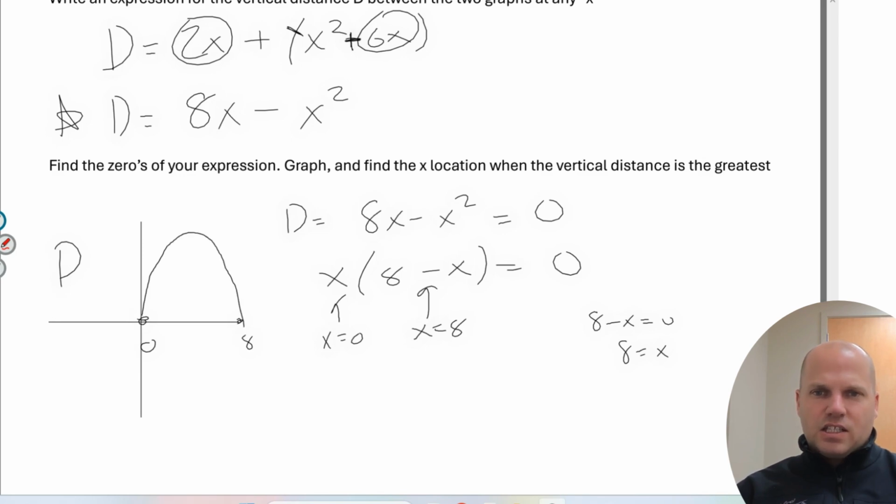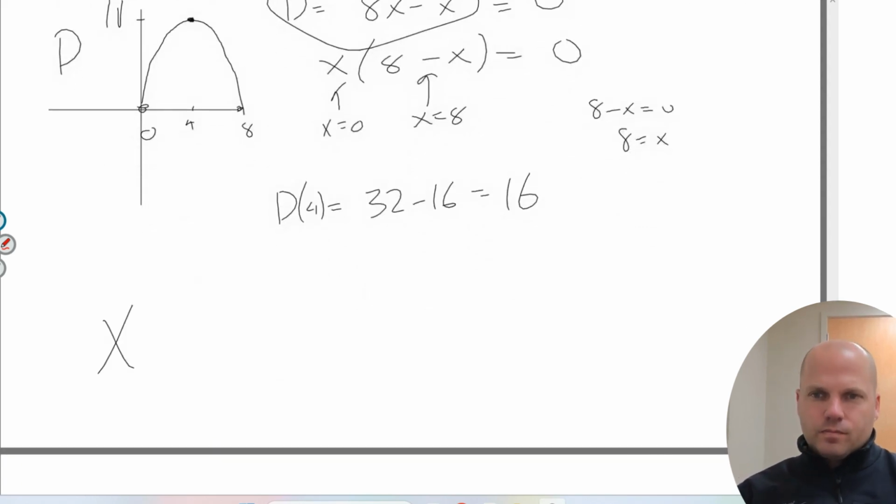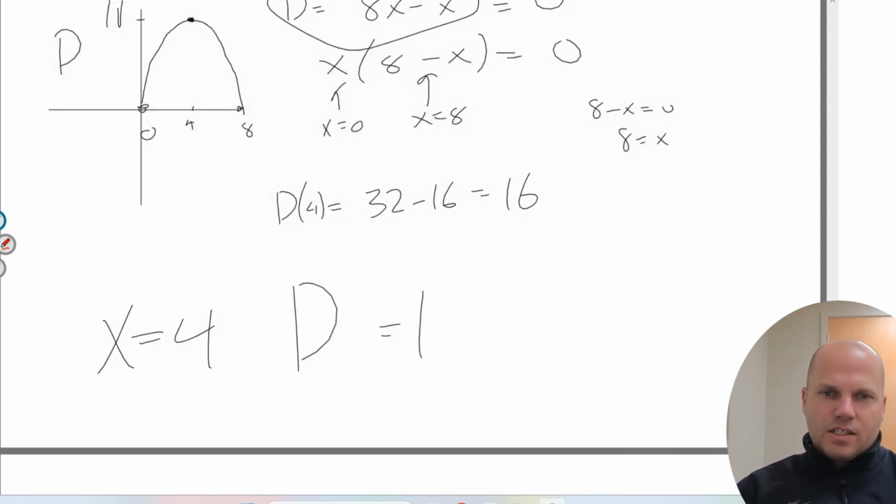My distance is this negative x squared equation. 4 must produce my biggest distance, and my distance at 4 is 32 minus 16, or 4 times 4, which is 16. When x equals 4, my distance is 16.